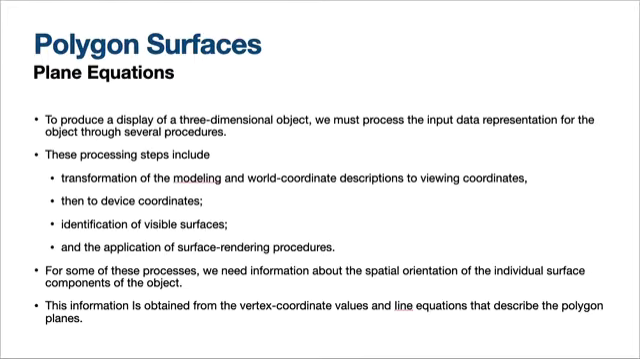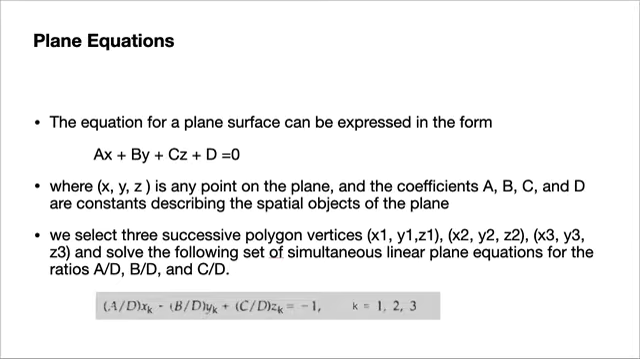Okay, so there are some equations that give the information, along with the vertex coordinate values that we are saving using polygon tables. You also need some of the line equations to understand the spatial orientation of the surfaces. Okay, so for that you use some plane equations.